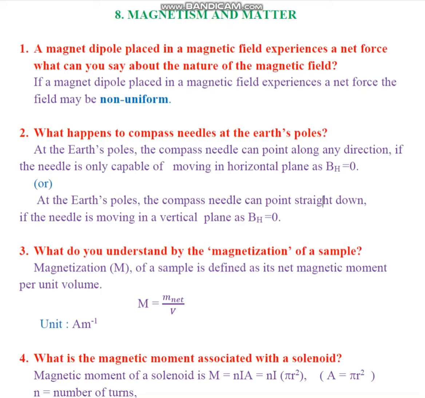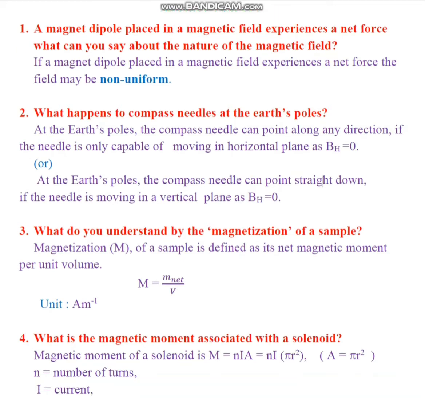Okay students, in this video we will discuss the important 2 marks questions in our second year physics 8th lesson, magnetism and matter. The first question is, a magnet dipole placed in a magnetic field experiences a net force. What can you say about the nature of the magnetic field? Simply we can write non-uniform magnetic field. If a magnet dipole placed in a magnetic field experiences a net force, the field may be non-uniform.